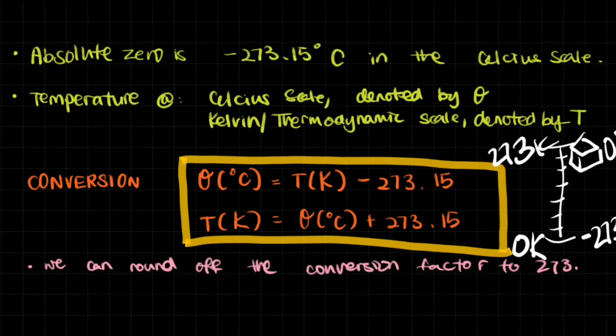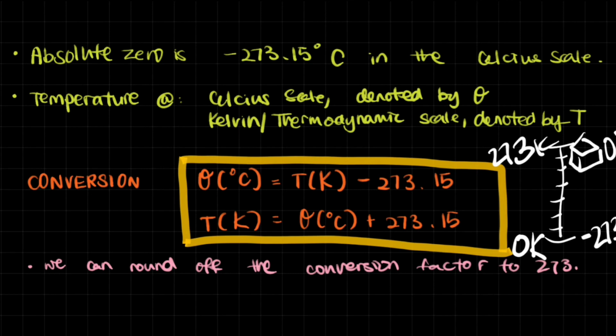So let's take a look at some conversions. As long as you have this in mind, conversions should be extremely easy. So theta, which is the Celsius scale temperature, is going to be the thermodynamic or Kelvin scale temperature, you just minus 273.15 degrees Celsius. And you do that for the Kelvin scale as well. So the Kelvin scale is the Celsius scale plus 273.15 kelvins, and that's just how it works.